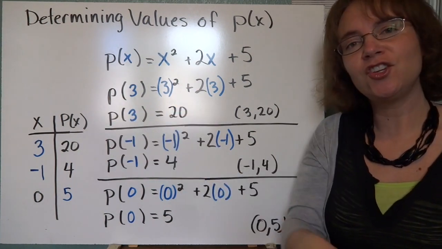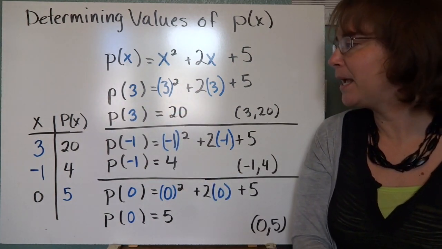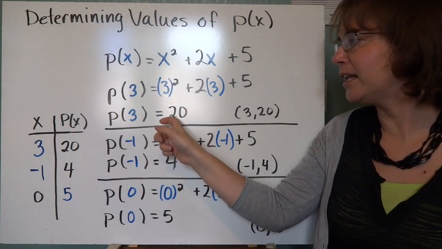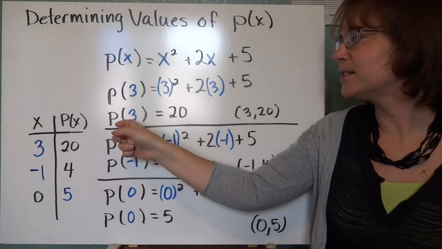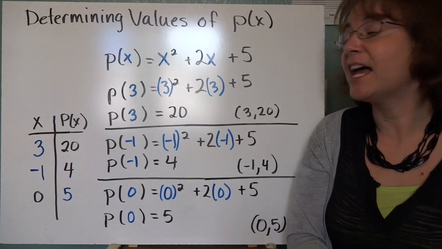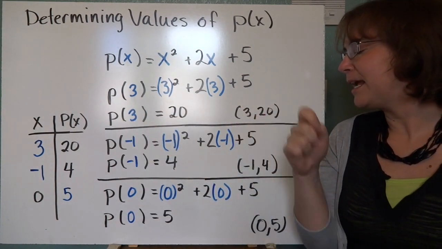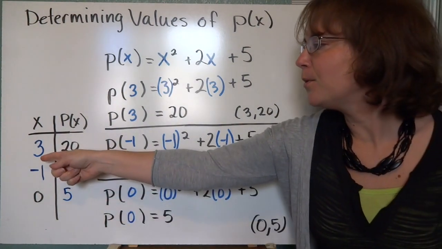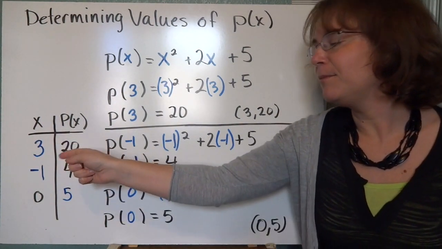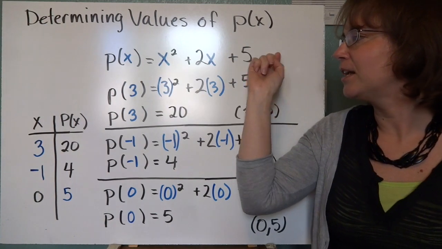Now in this notation, it actually gives me the ordered pair. I have 3 comma 20, whereas if I just had a y equals, I'd have to remember that I substituted that 3 in for x. So p of 3 is equal to 20. My ordered pair is 3 comma 20. If I were going to graph p of x, that would give me one point that satisfies our equation.